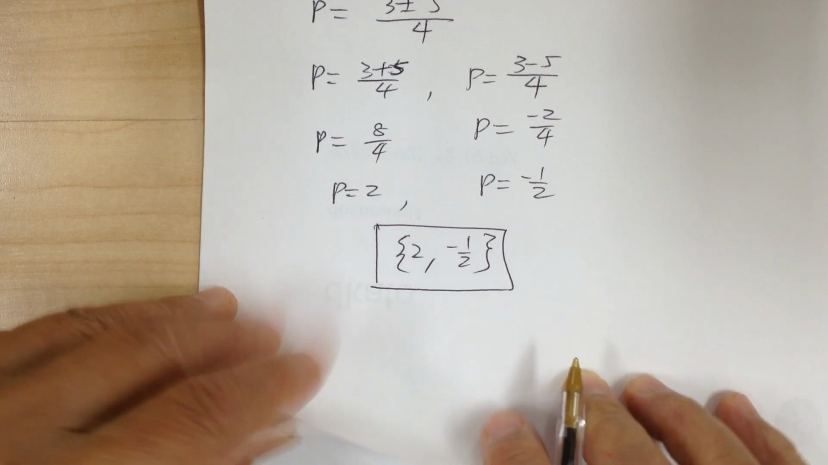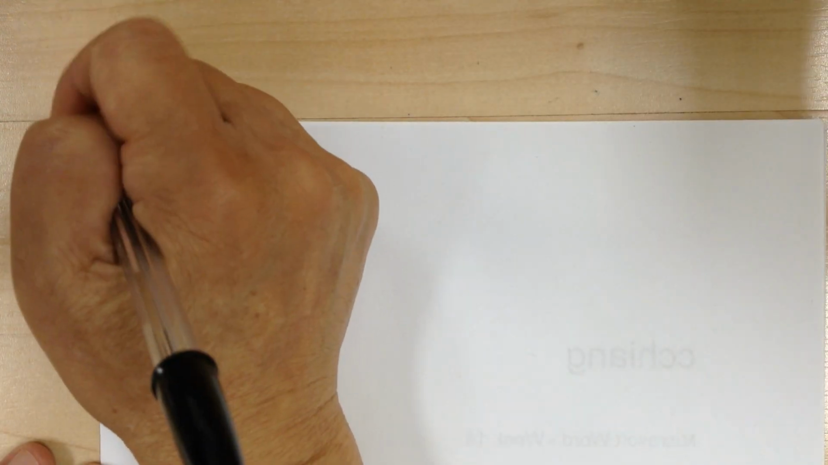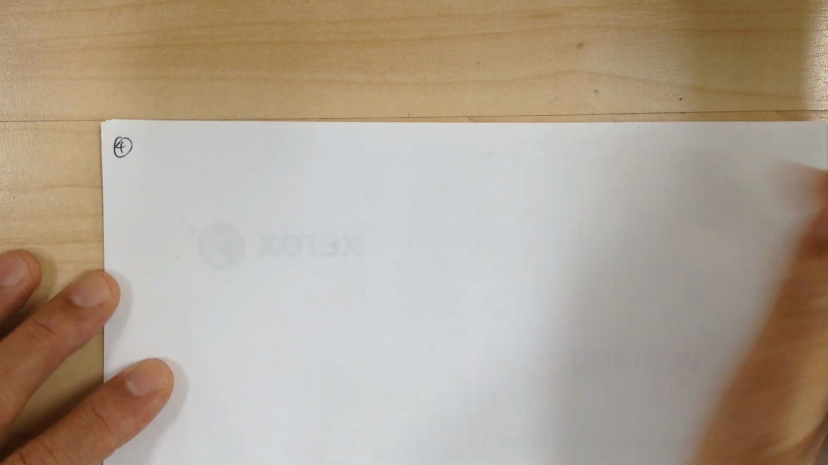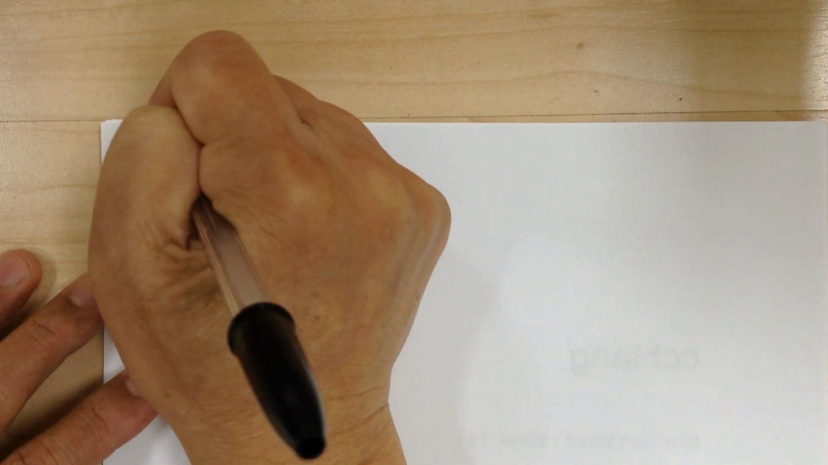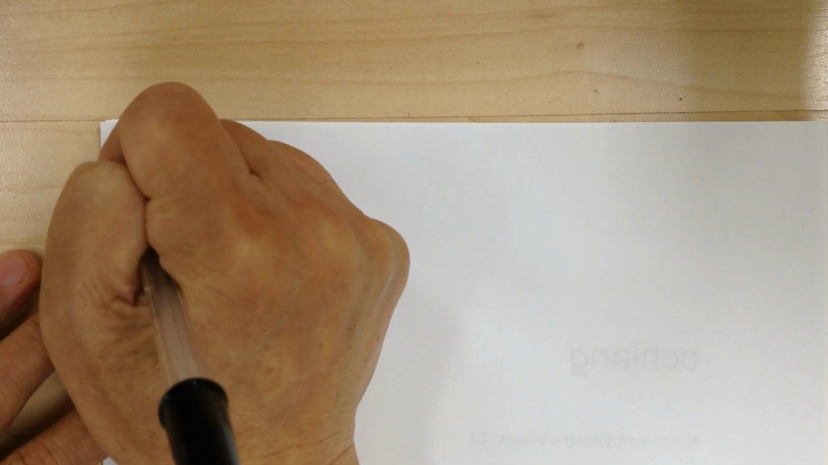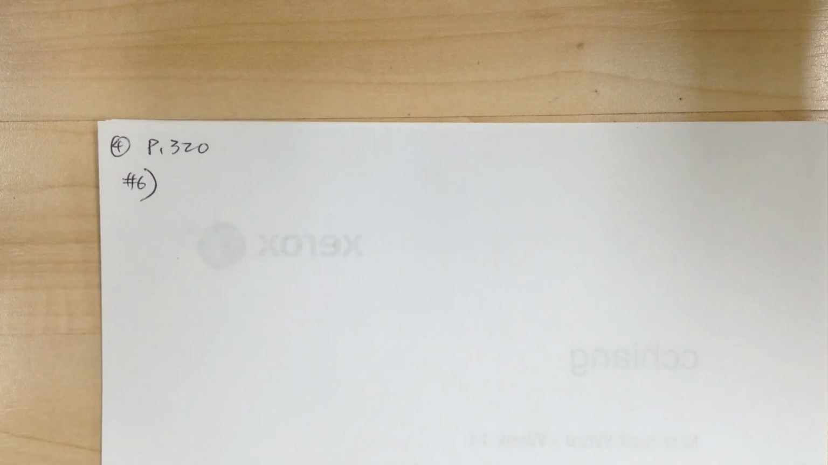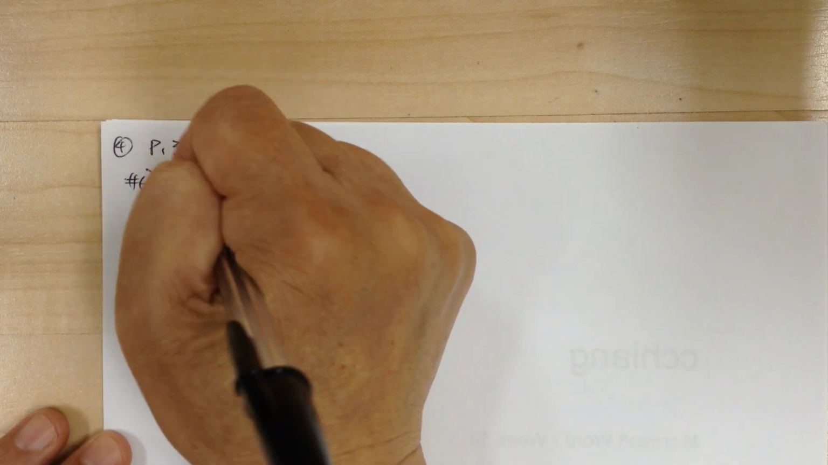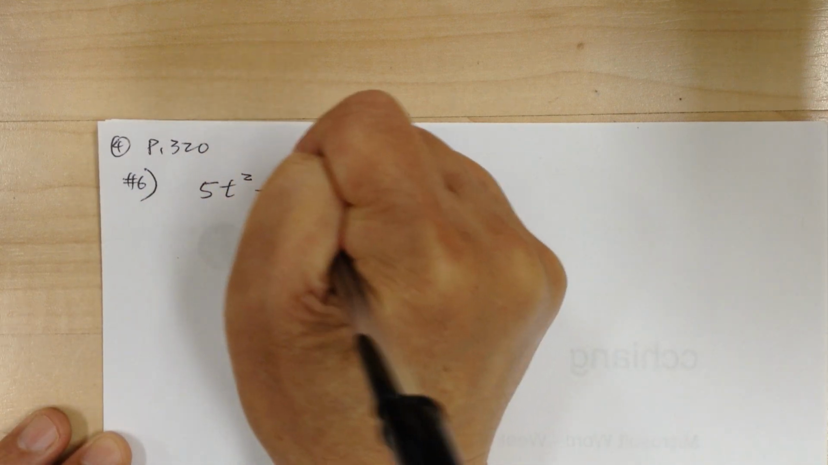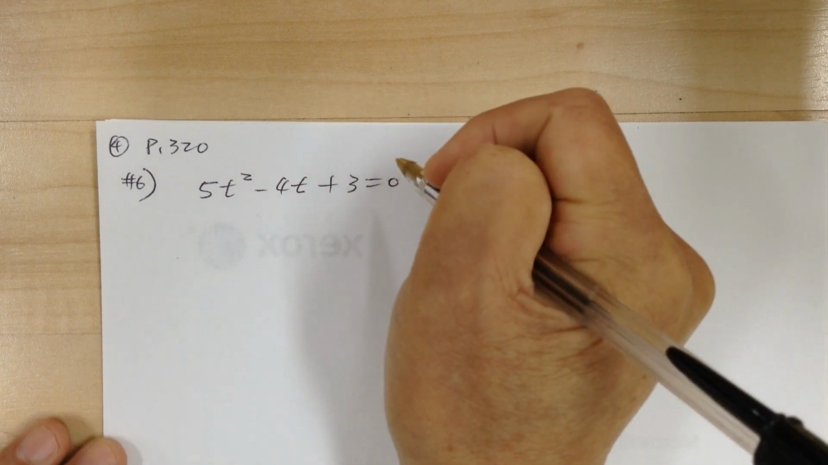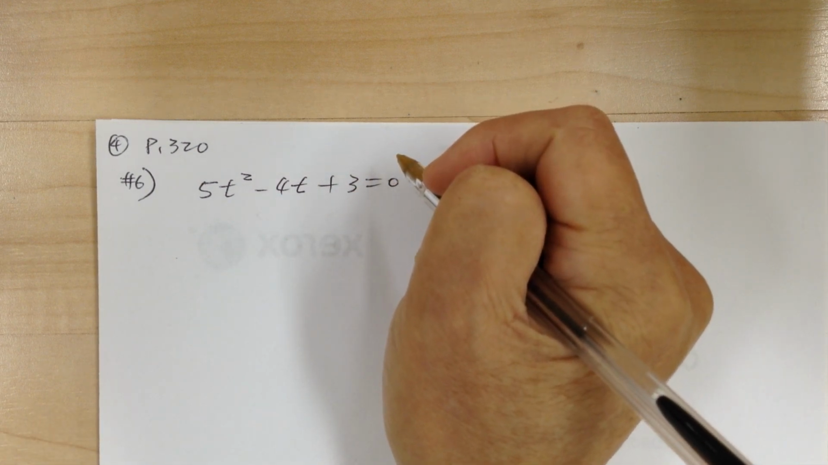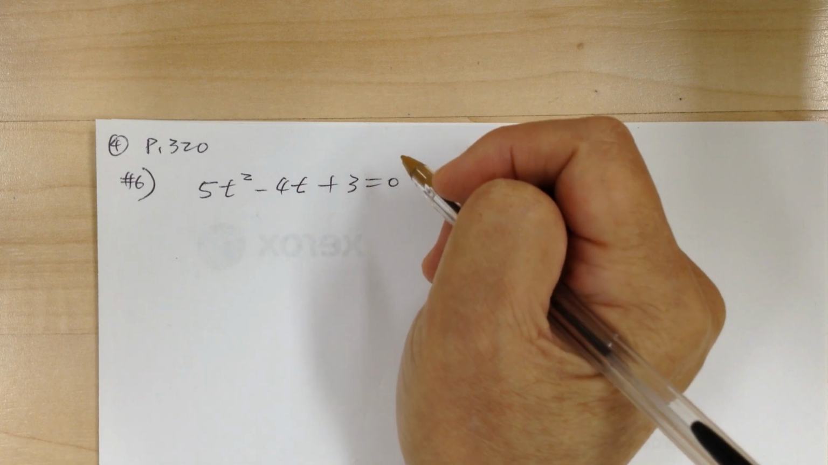Okay, let's go to the next one. The next item is from page 320, and we're going to do number 6 also. So page 320, number 6. You have 5t squared minus 4t plus 3 equal to 0. It says, without solving each equation, determine the nature of the roots. A calculator may be useful.